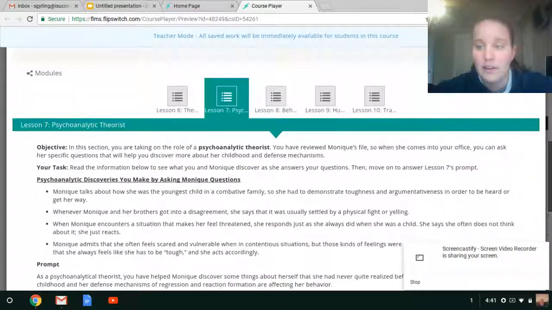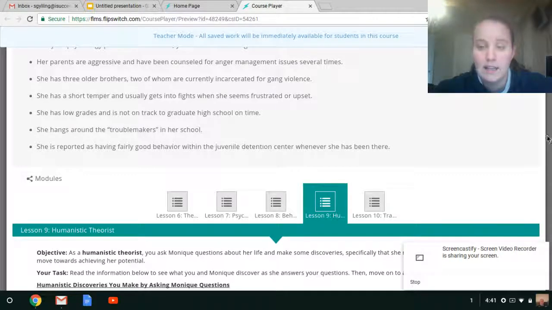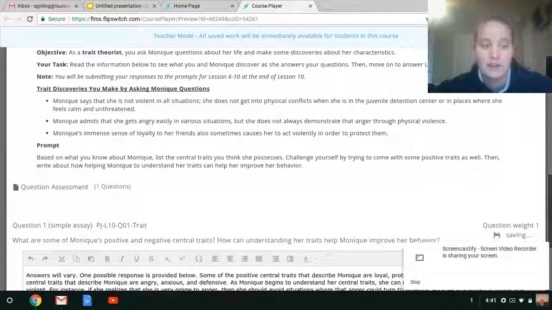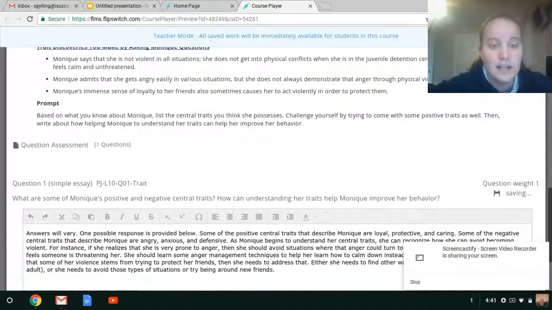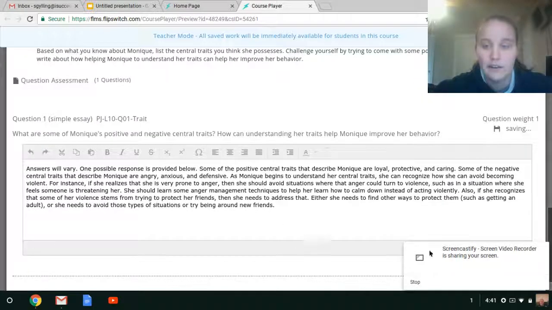For lesson 8, you're going to talk about behaviorism, the behaviorism theorist, and do the same thing. Follow the prompt and write 1 paragraph. Lesson 9 is the humanistic theorist, and same thing, do the prompt and write your 1 paragraph. And then lesson 10 is the trait theorist. For that one, based on what you know about Monique, list the central traits you think she possesses. Challenge yourself by trying to come up with some positive traits as well. Then write about how helping Monique to understand her traits can help her improve her behavior. And again, write that paragraph.